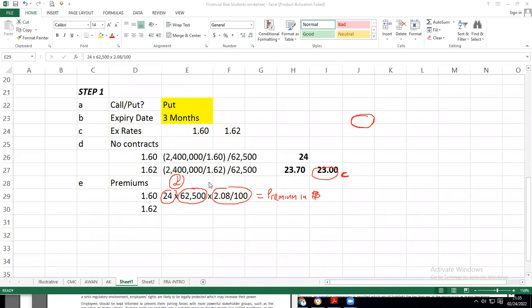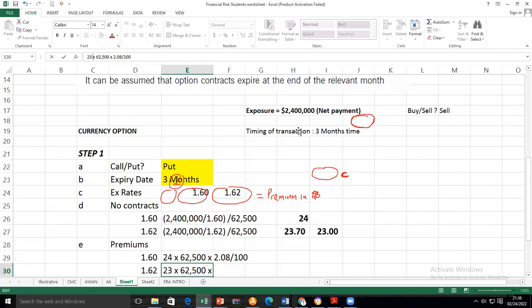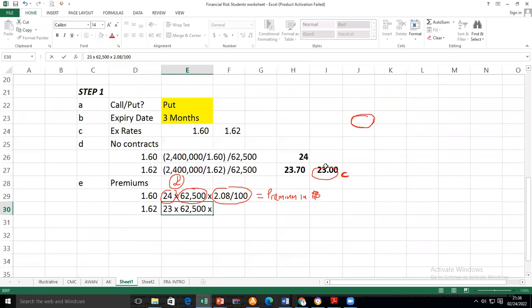In the next one, here, how many contracts? 23. But what is the cost now? What's the cost? 3.42 cents. 3.42.